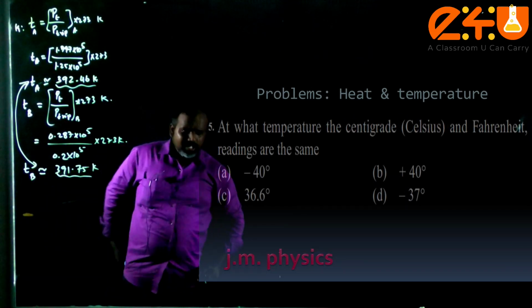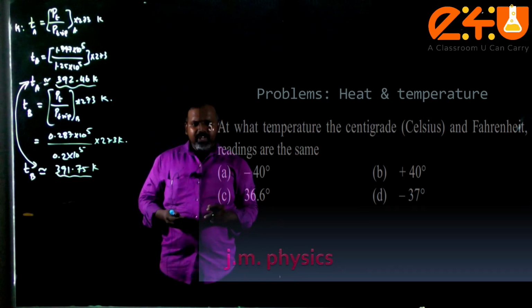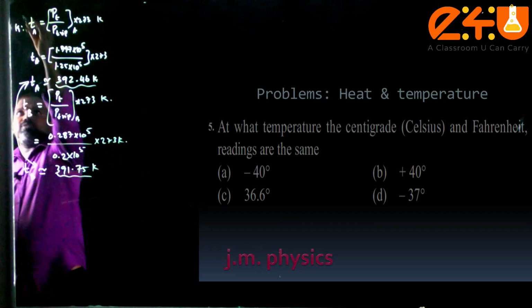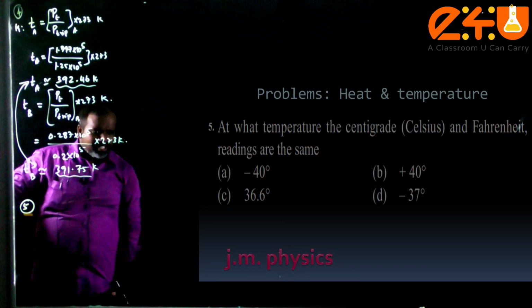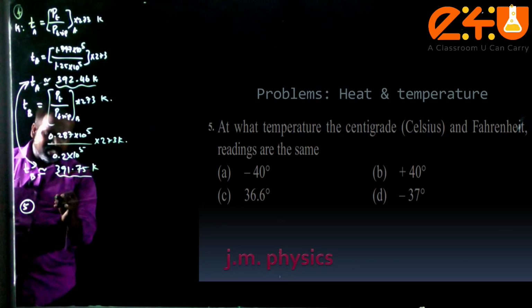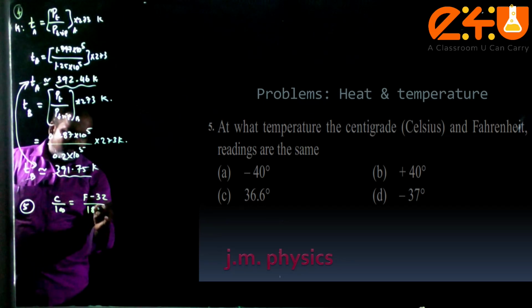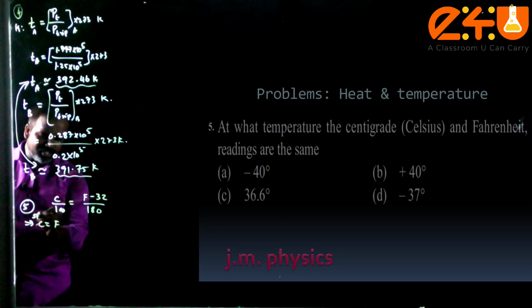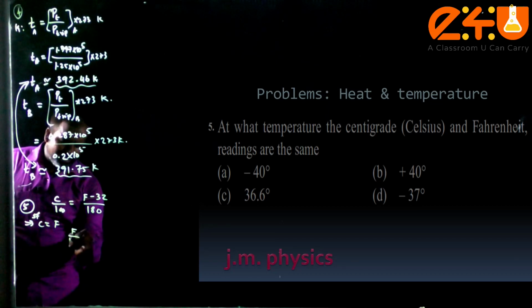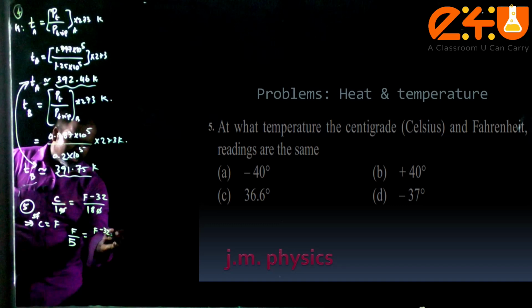Now we see at what temperature the centigrade, Celsius and Fahrenheit readings are the same. This is for question number 5. We know the relation between Fahrenheit and centigrade: C by 100 is equal to F minus 32 divided by 180. If C is equal to F, we can substitute, cancel out, and this becomes F by 5 equal to F minus 32 by 9.